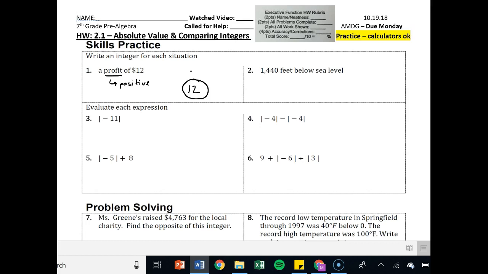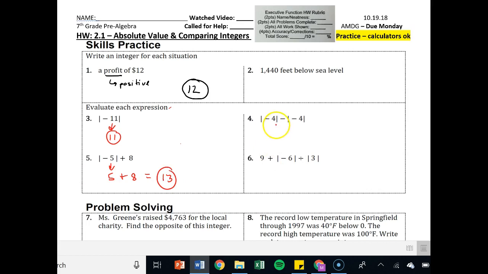Number three, it says evaluate each expression. Remember, the absolute value of a number is just the distance from 0. So the absolute value of 11 is simply equal to 11, and that's your answer. For number 5, it says the absolute value of negative 5 plus 8. First, you have to figure out the absolute value. So negative 5 is 5 spaces from 0, and then you actually have to do the problem. So 5 plus 8 equals 13.